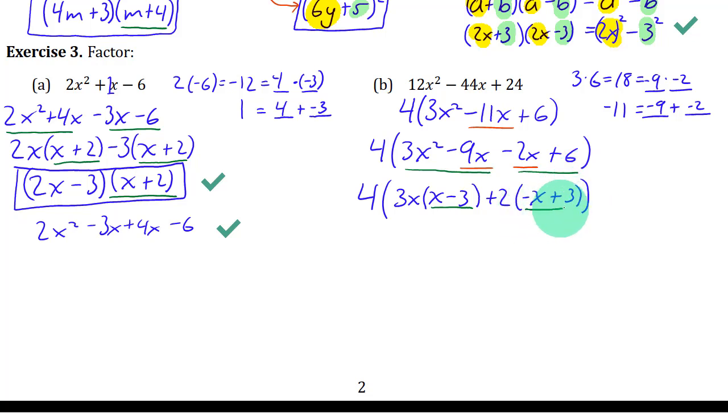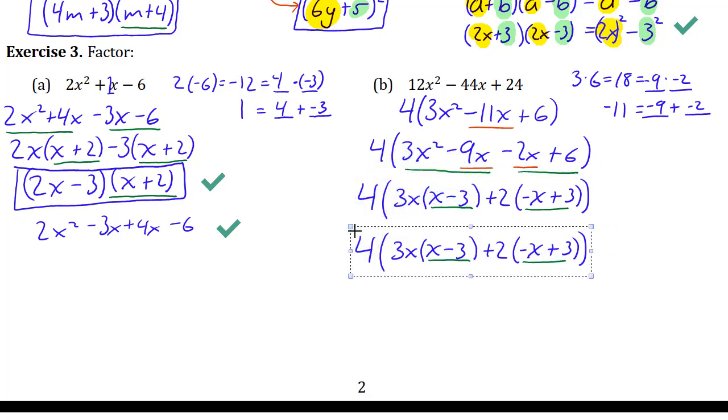That works, but wait, these two things aren't the same. Oh no. I can't factor this by grouping. If one group has an x minus 3 factor and the other group has a negative x plus 3 factor, so the trick is, instead of taking out a 2, what if you just take out a negative 2? That would look like this.